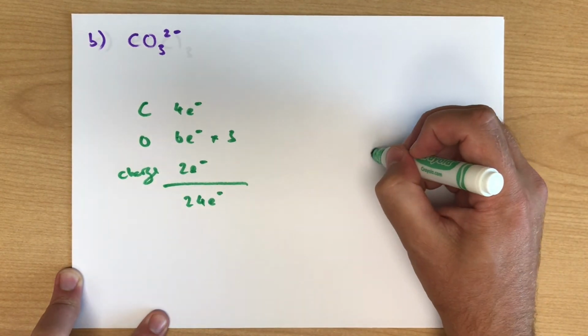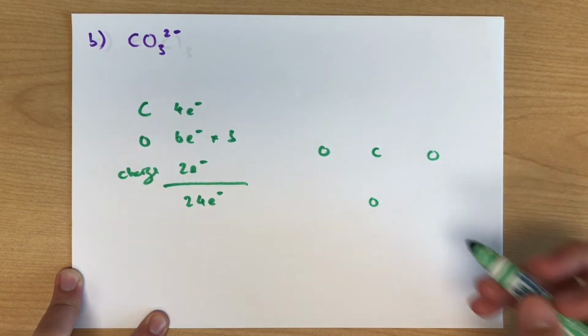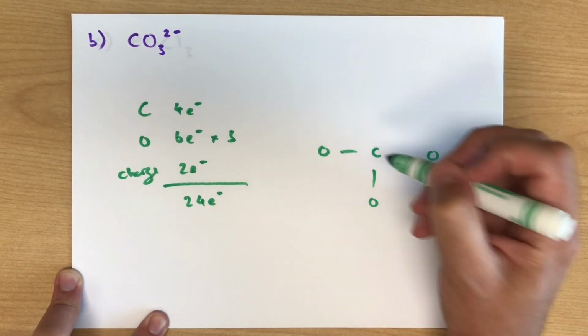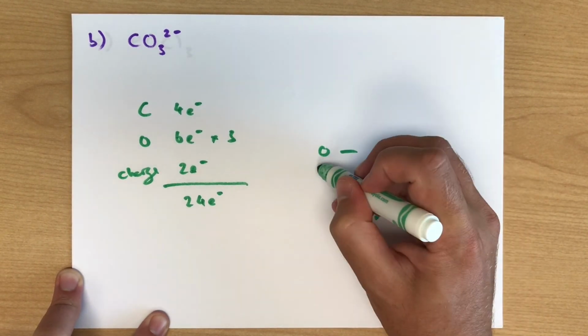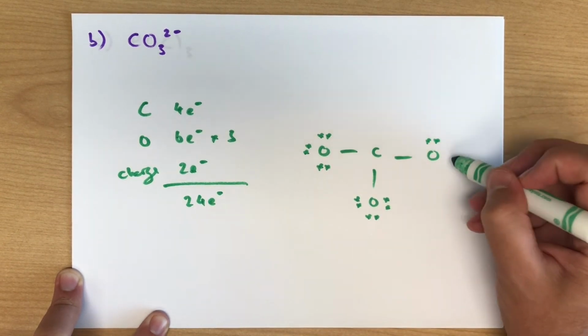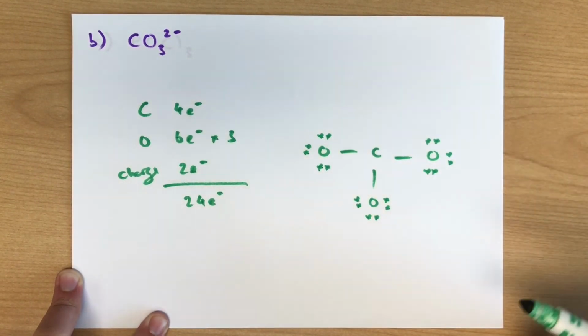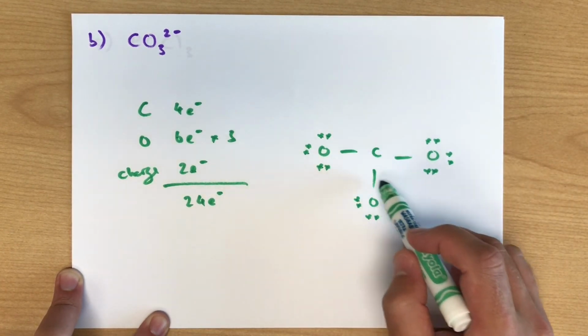My central atom will be carbon, with 3 oxygens around it. Start by joining with a single bond. Fill the outer atoms first. Check, that's got 8, that's got 8, that's got 8. This has only got 6.